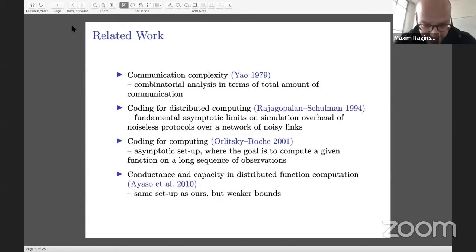Even more recently than that, there was a paper by Ayaso et al., where this problem of distributed computation in noisy networks was taken up and considered from an information-theoretic point of view, taking into account capacities of channels and things like that. So we're going to build and extend this work and improve on some of their bounds.